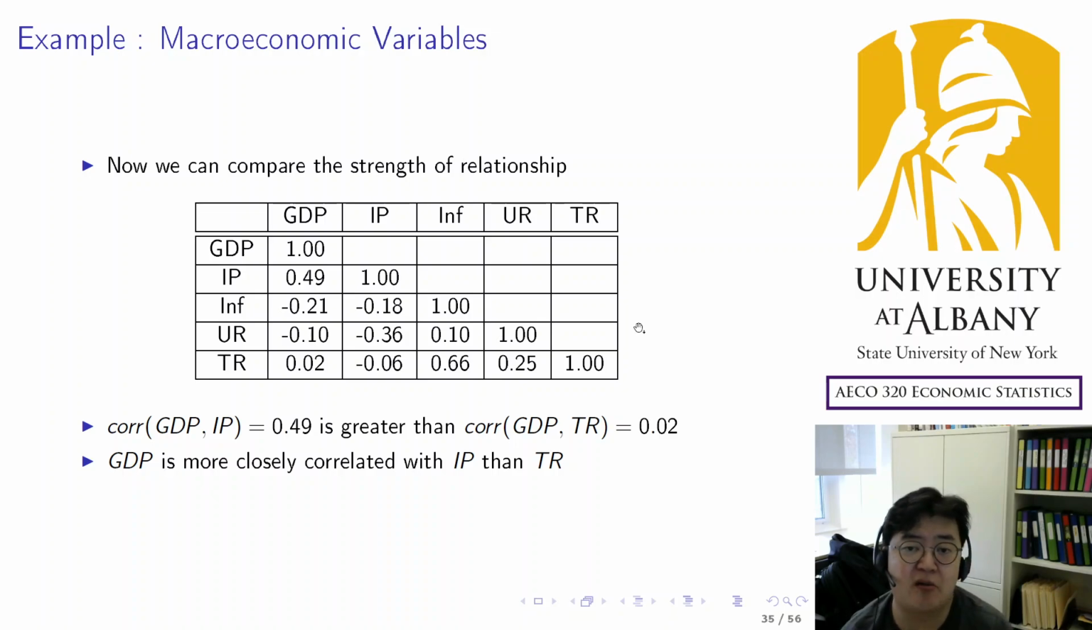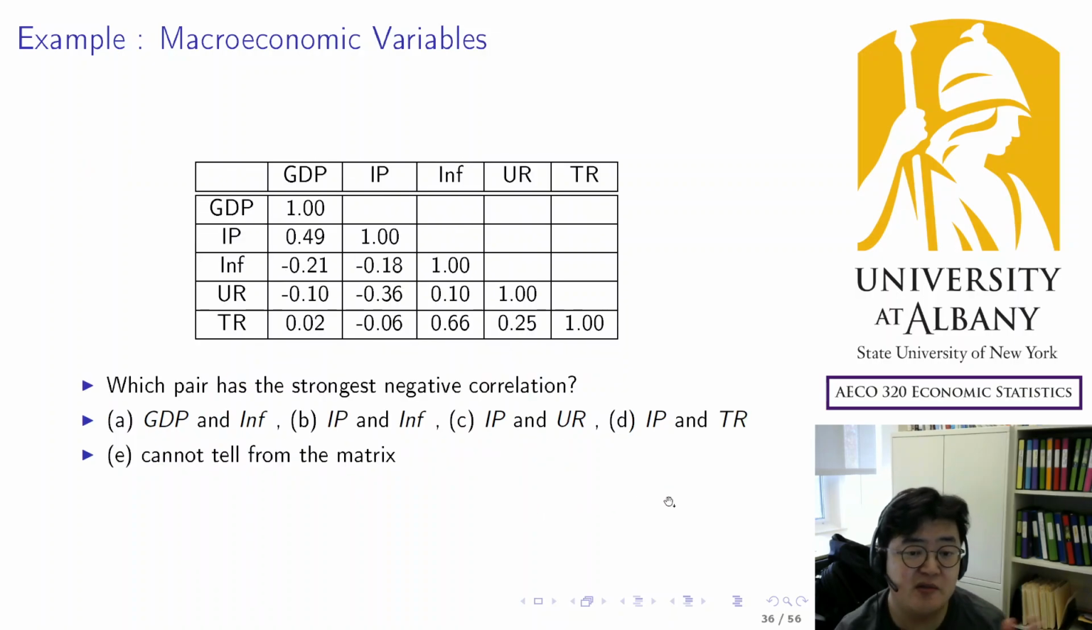Okay, now you may compare the strength. Of course, the signs are the same, so you may interpret from their signs, but you may also interpret their absolute values. For example, now you can compare the strength of the relationship between GDP and industrial production versus GDP and treasury bill rate. The treasury bill rate strength is only 0.02. So GDP and treasury bill rate were positively correlated, but not strongly at all. Nearly uncorrelated, very close to 0. But GDP and industrial production is 0.49, so it's pretty strongly correlated. Then you may compare which relationship is stronger.